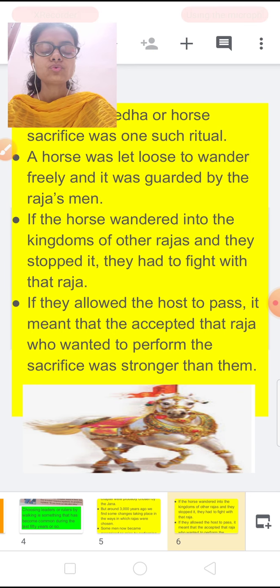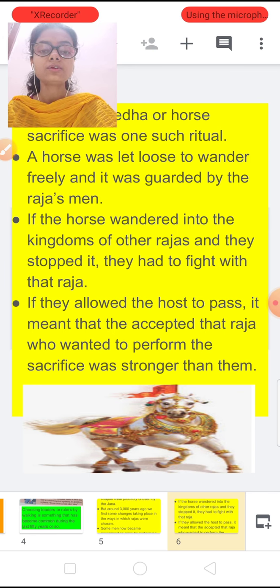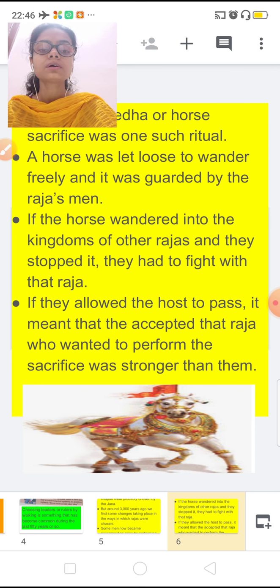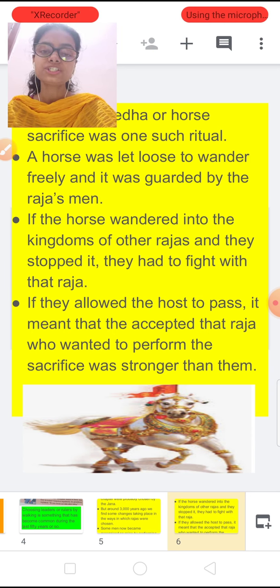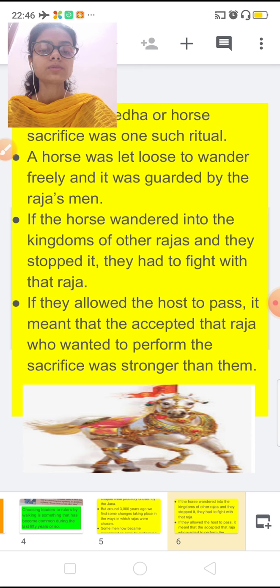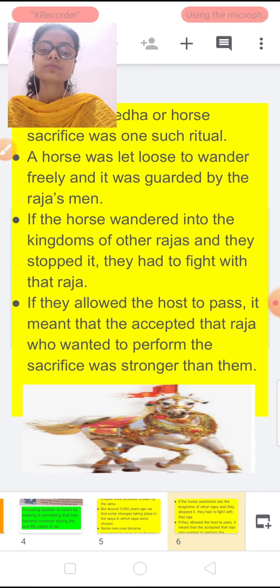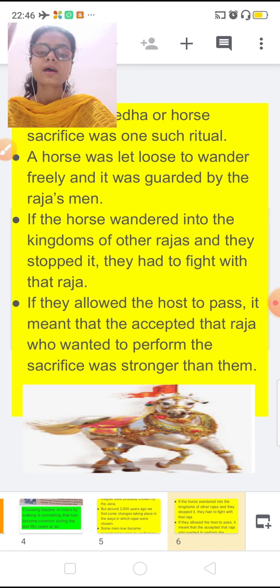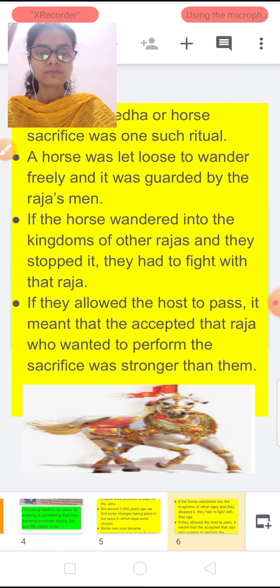All of you know the story of our God Shri Ram, and you know the Ashvamedha Yagya was also performed by him, and you know about Luv and Kush also.